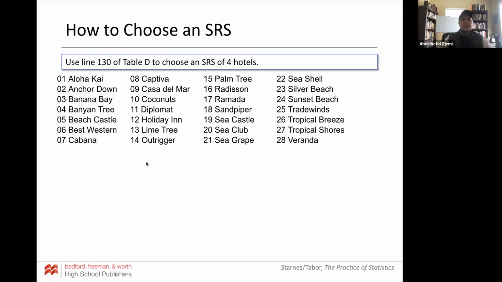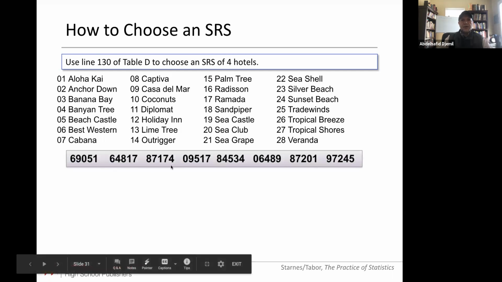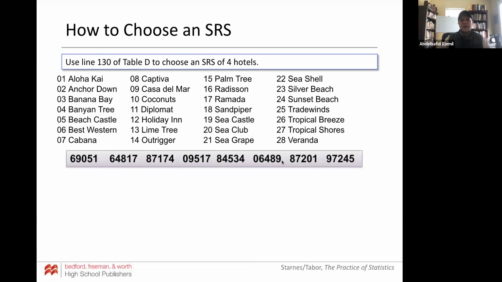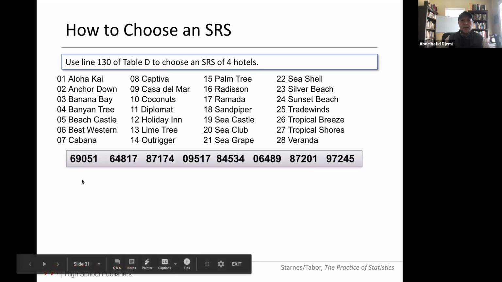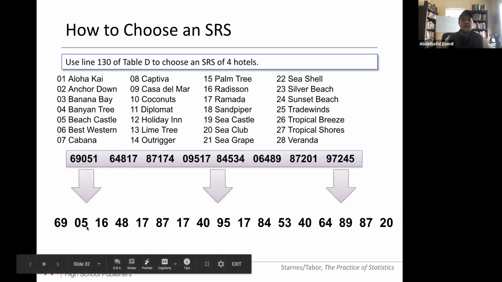The row of the table, or the line of the table, looks like this. The table goes this way also. But these are the rows, and then the columns are similar to this. So what we're going to do is, since there are 28, we start with 01. So we're going to divide this. We separate every 2 digits from each other, like this here. So we have 69, 05, 16, and so on. We keep on separating in 2 digits.